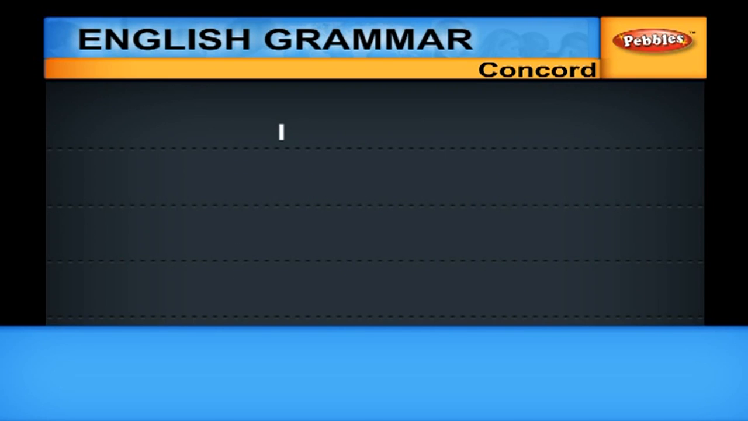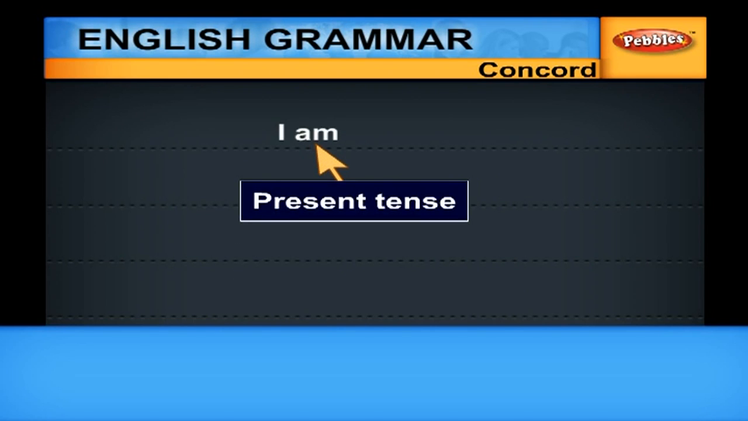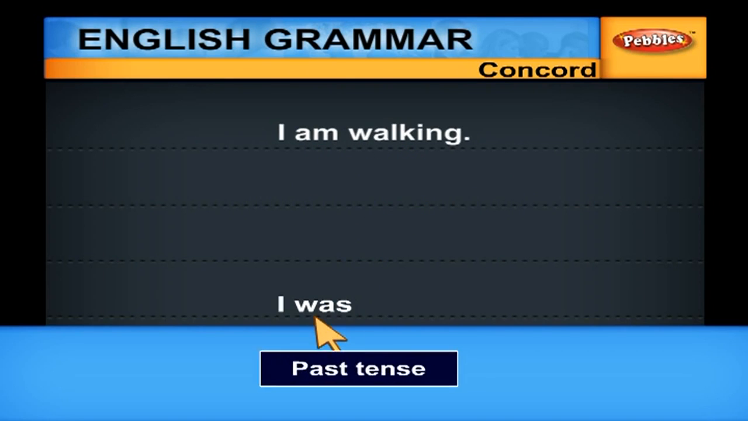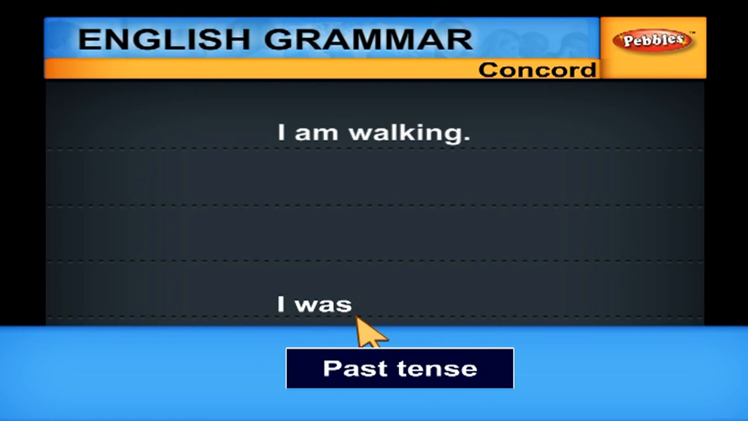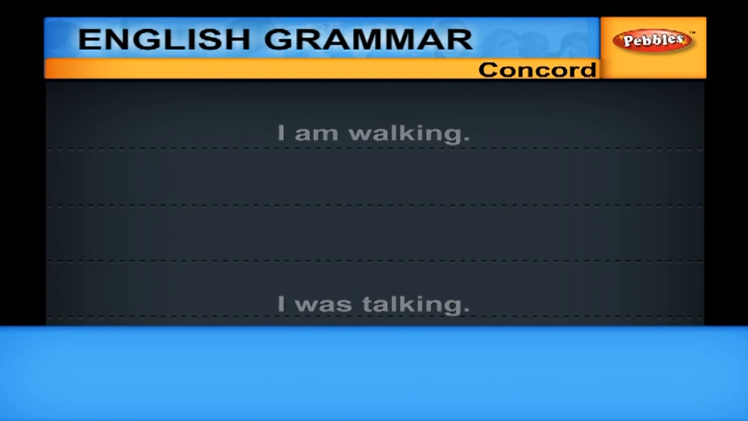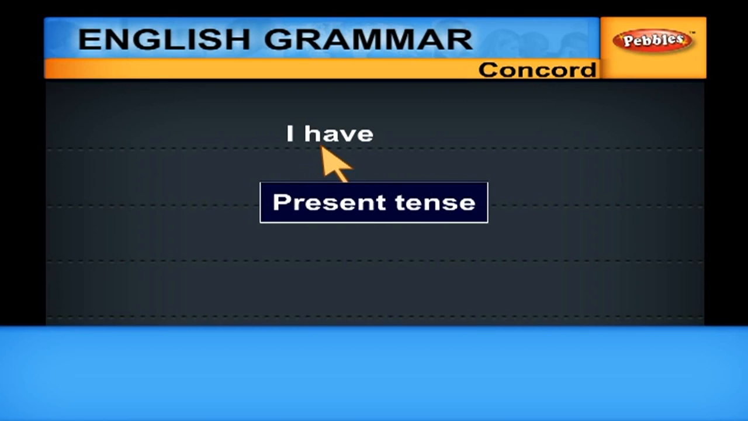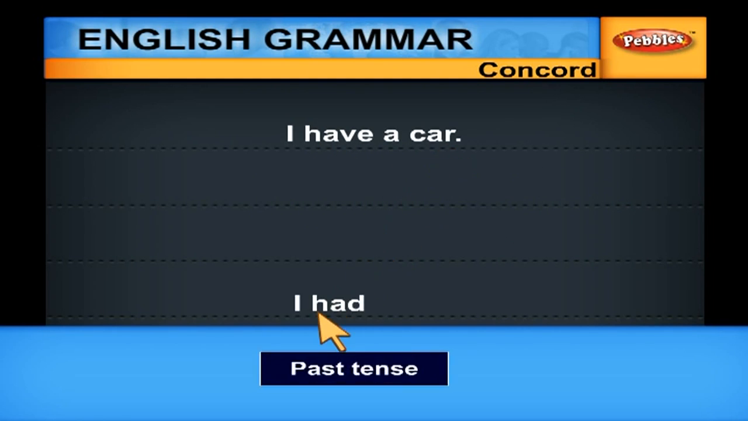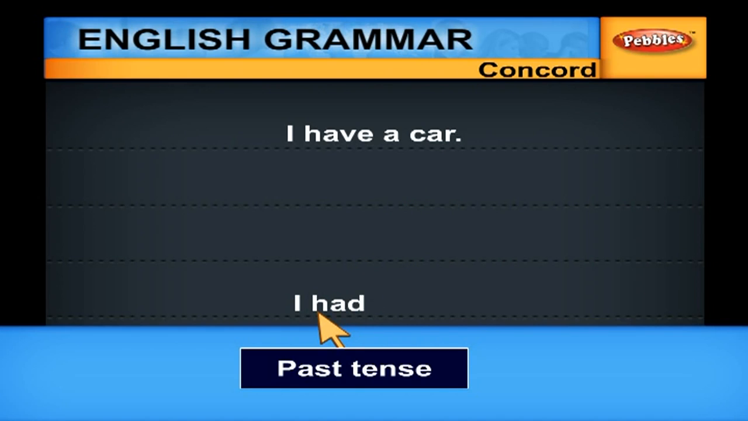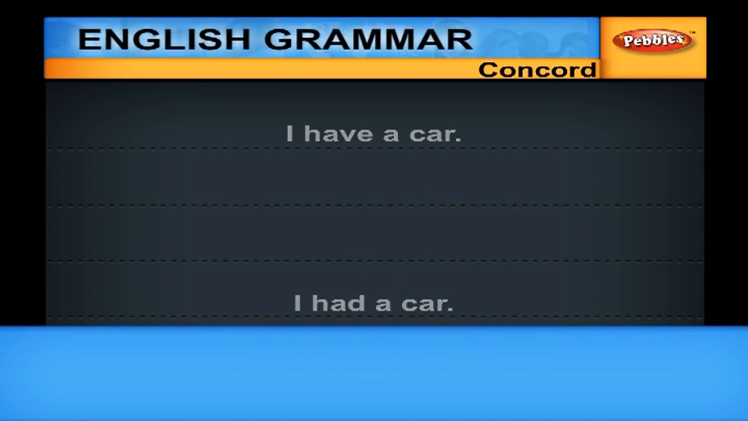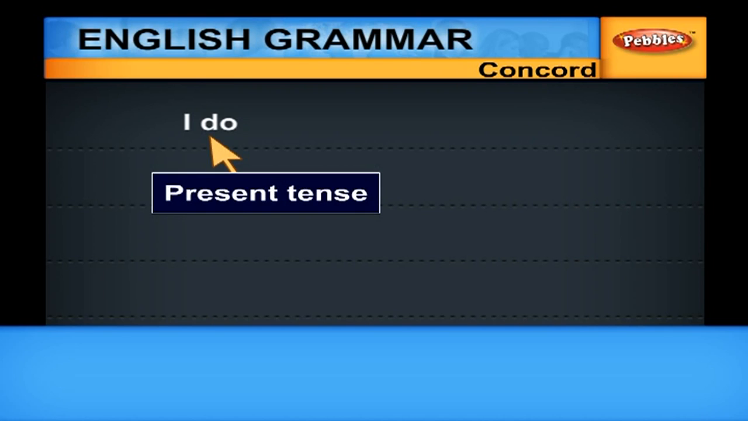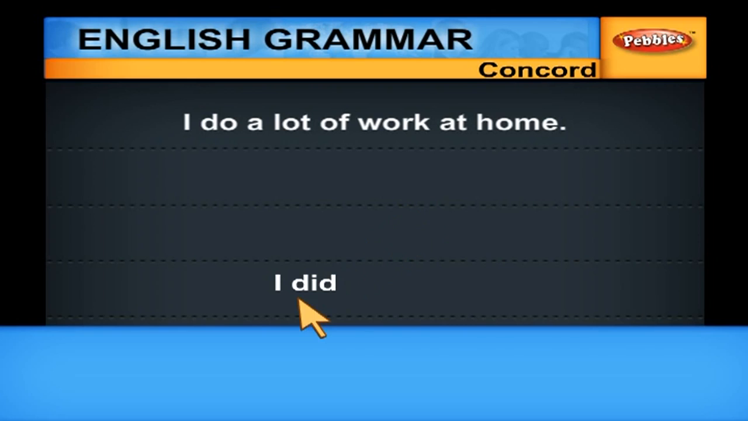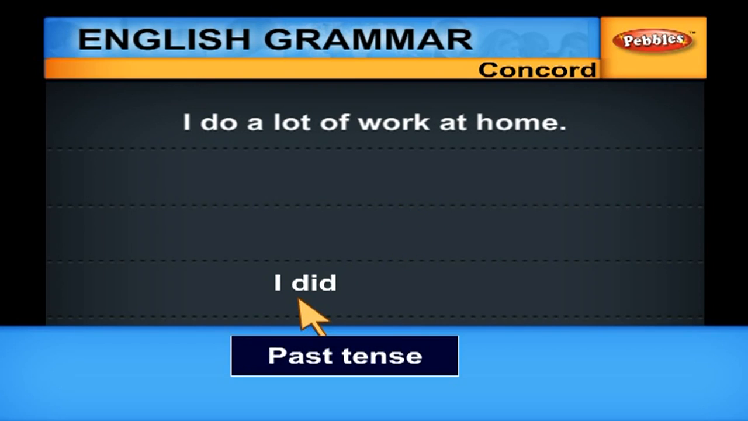I goes with am in the present tense. I am walking. Was in the past tense. I was talking. Have in the present tense. I have a car. Had in the past tense. I had a car. Do in the present tense. I do a lot of work at home. And did in the past tense, I did the sum.